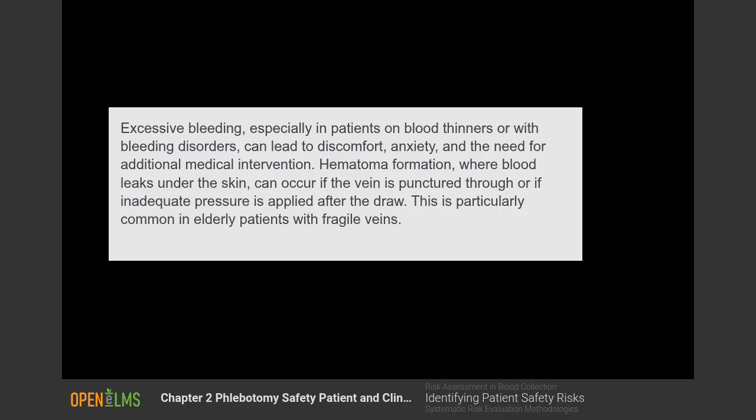Excessive bleeding, especially in patients on blood thinners or with bleeding disorders, can lead to discomfort, anxiety, and the need for additional medical intervention. Hematoma formation, where blood leaks under the skin, can occur if the vein is punctured through or if inadequate pressure is applied after the draw.